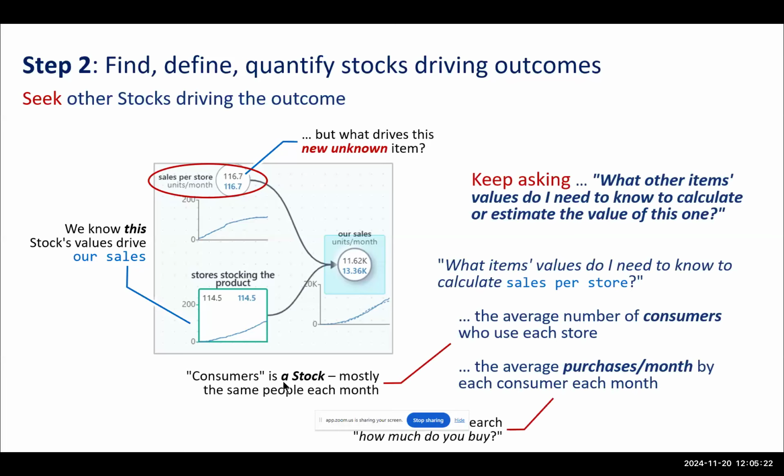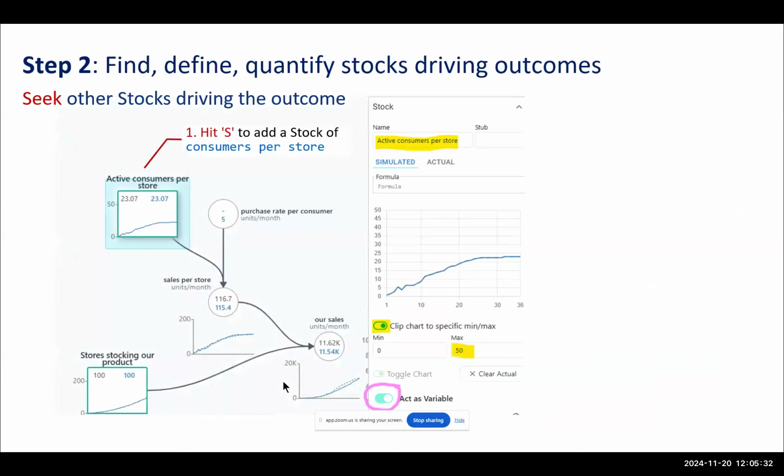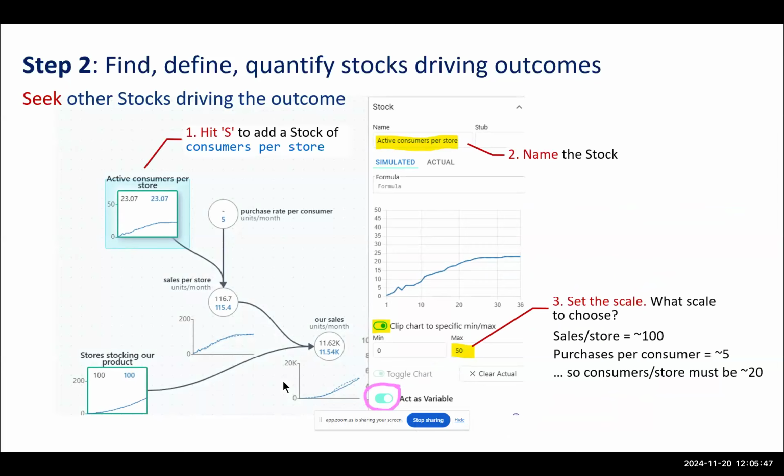And you discover the average purchases per month by asking people, right? Like, how much did you buy each month? It's a relatively simple piece of research to do. So we go through the same process again. We create that stock for the consumers per store. We name that stock. We set the scale for that stock of consumers per store.